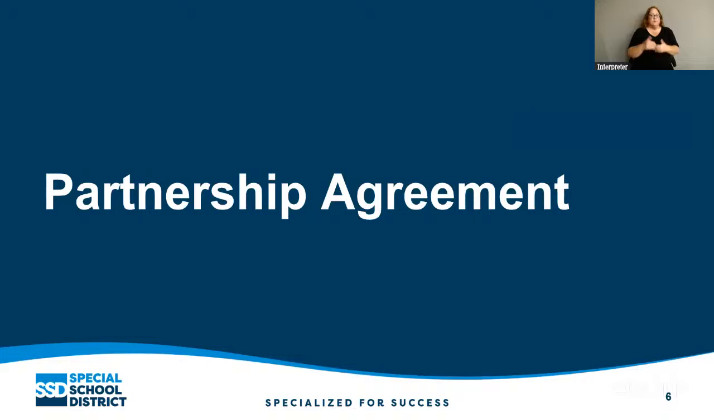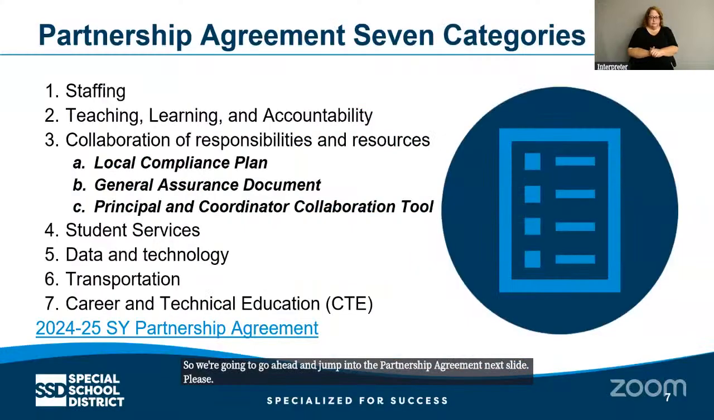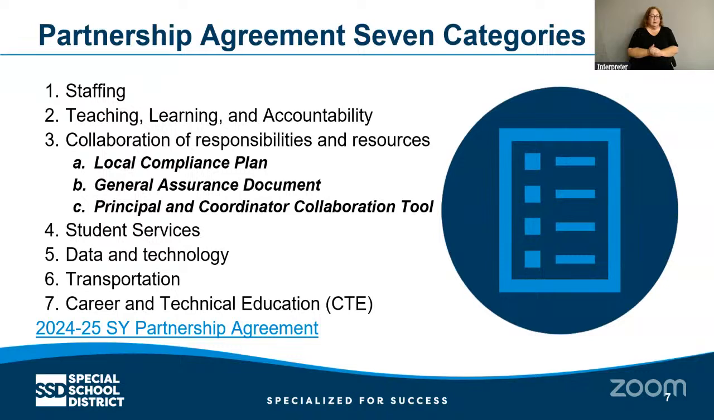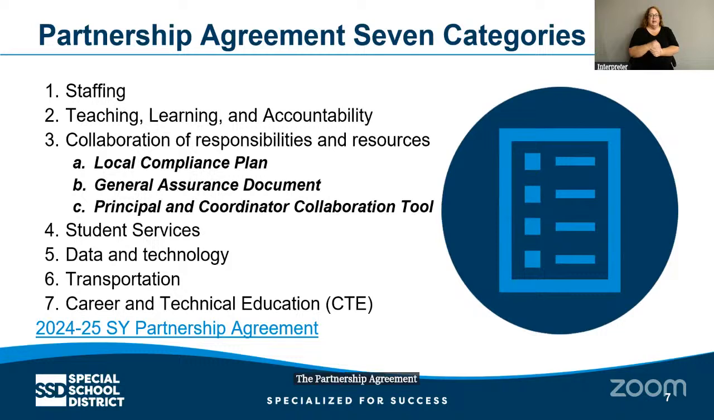So we're going to go ahead and jump into the partnership agreement. Next slide, please. In your packet, you also have a copy of the partnership agreement that we are going to utilize here shortly. The partnership agreement contains 7 categories that we felt were important to make sure that we have ongoing partnerships to ensure that the needs of students with IEPs are met in the partner districts.